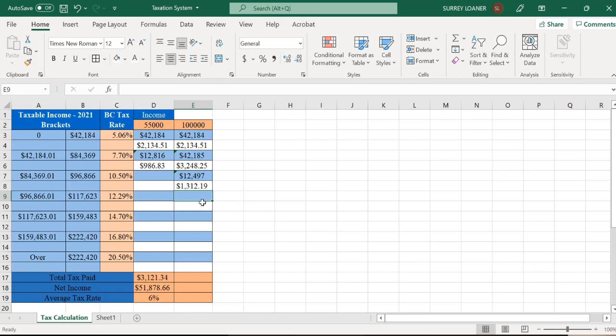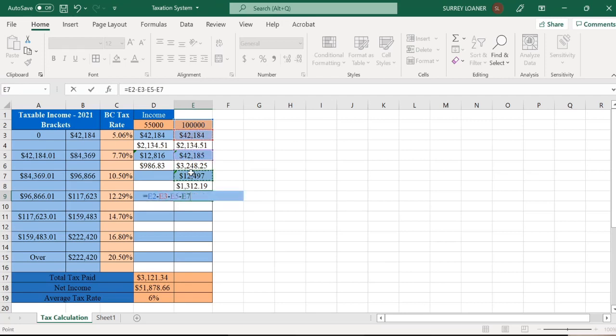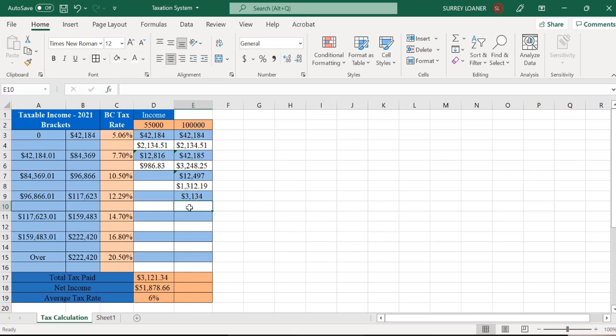Again, we have some amount left, right? So in this case, we know that $100,000 falls under this category. This amount minus the first, second, and third, three figures, and this is the remaining amount on which we will calculate tax as per the rate specified here, 12.29%.